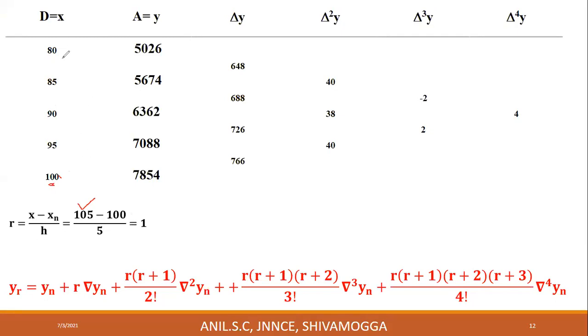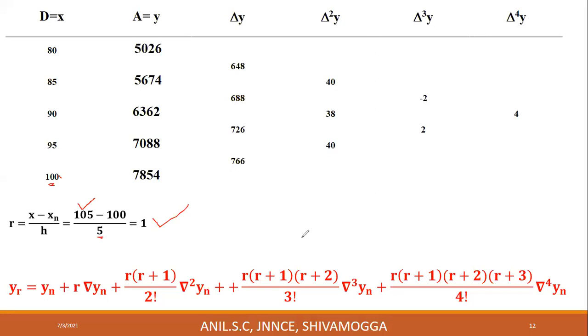85 minus 80 is 5. 90 minus 85 is 5. 95 minus 90 is 5. 100 minus 95 is 5. X is equally spaced and h is equal to 5. 105 minus 100 is 5. 5 divided by 5 is 1. This is R.